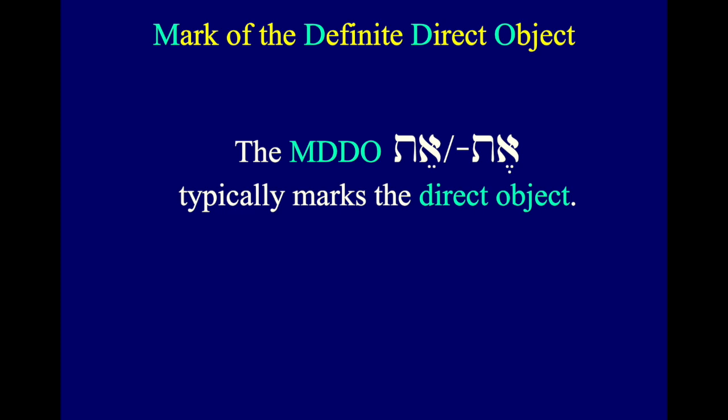God is the doer. The verb create is the action. And what is being done to, what is being created? The heavens and the earth. Those are the direct objects. Direct object because they're the object of the action. They're direct because God is directly doing something to them, creating them.